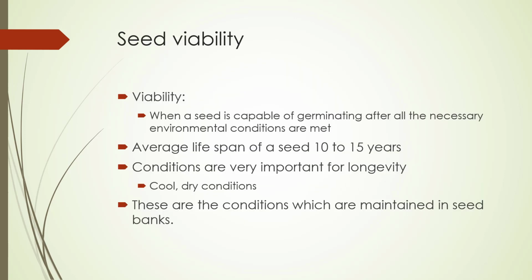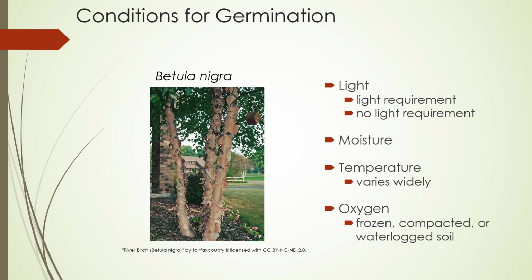Okay, so viability is when a seed is capable of germinating after all the necessary environmental conditions are met. The average lifespan of a seed is 10 to 15 years if everything is correct in storage, and this would be cool and dry. That's what seed banks maintain. Some plants require light, others don't. So rule of thumb, if a seed is really small, it's most likely going to require light to germinate. So you're going to need to barely cover those seeds.